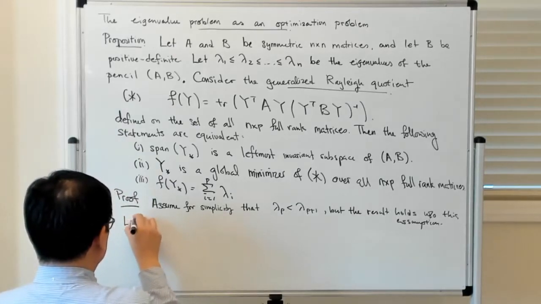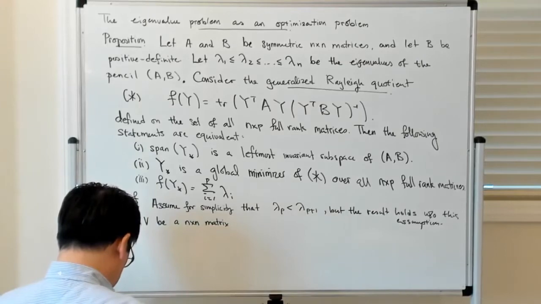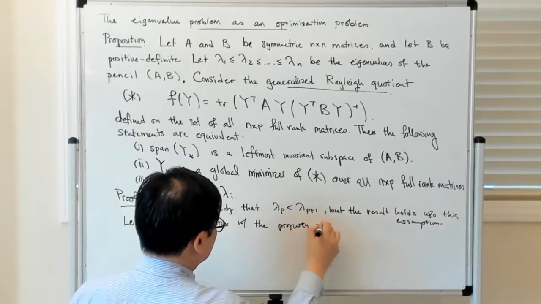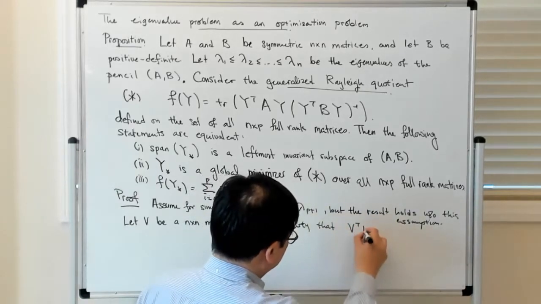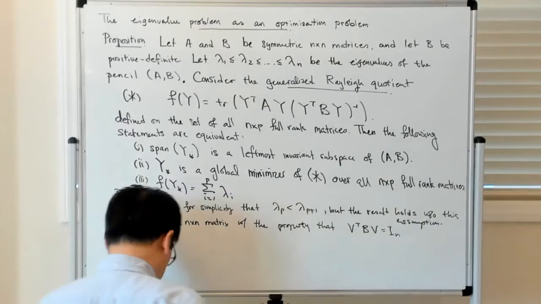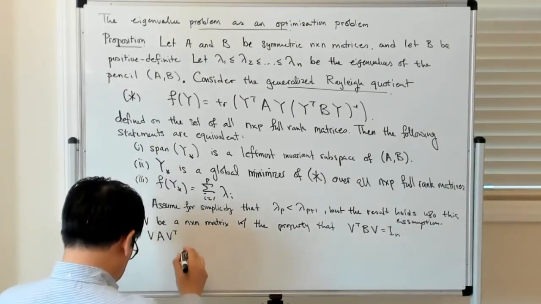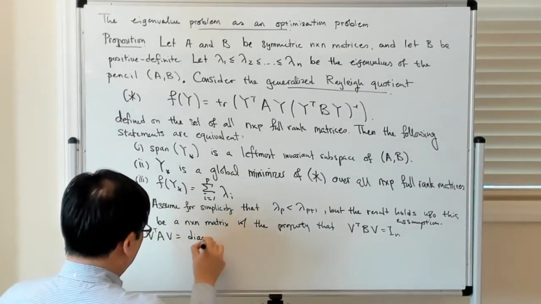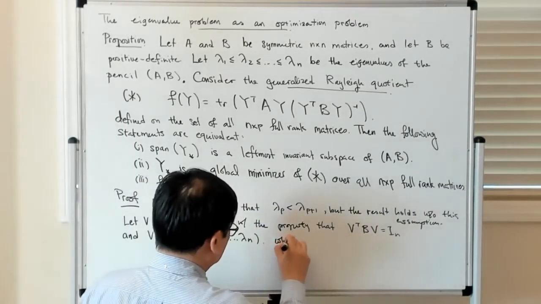Okay, so let V be an n by n matrix with the property that it is B orthonormal, V transpose B V is equal to the identity, the n by n identity matrix, and V transpose A V is going to be the diagonal matrix of eigenvalues. Okay, where you have this ordering.